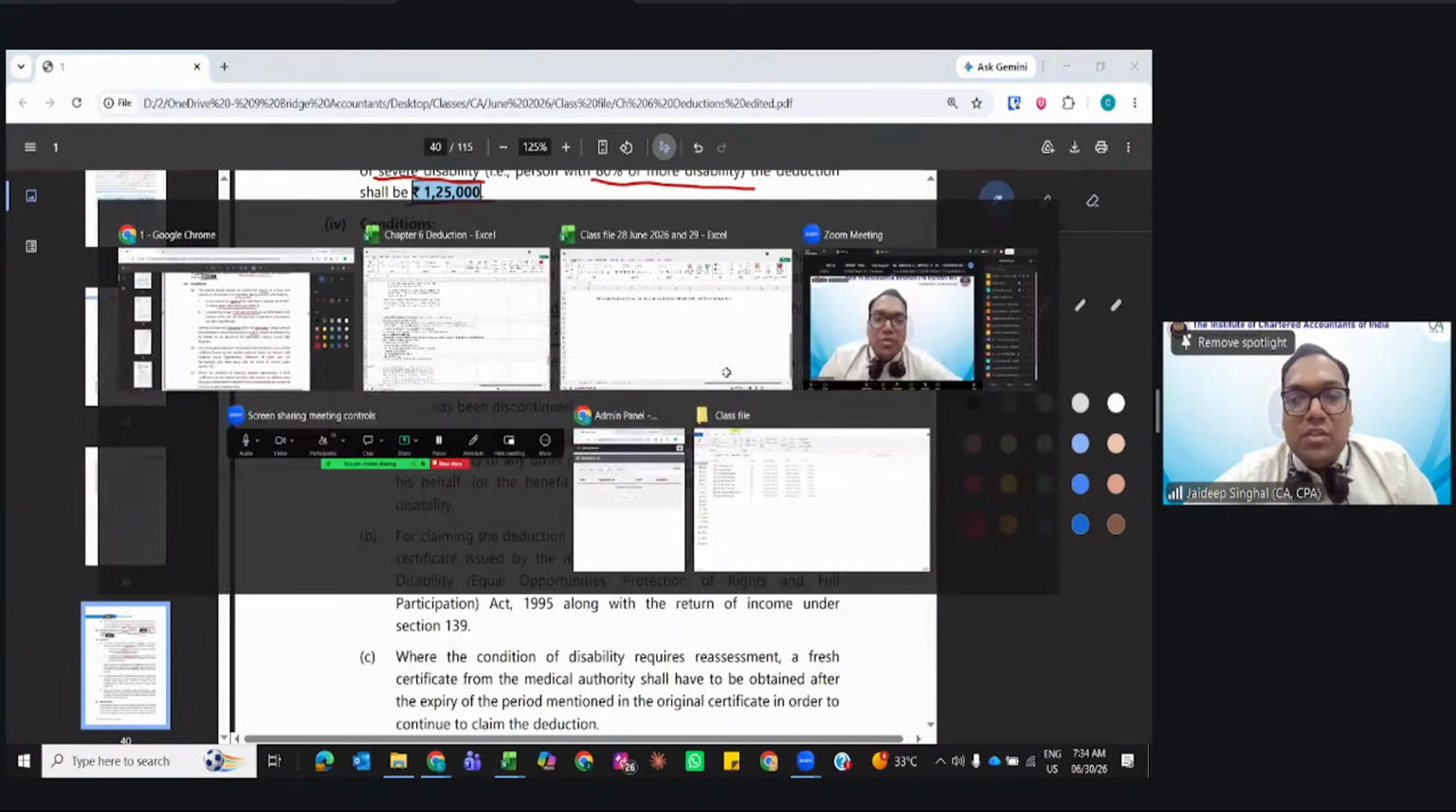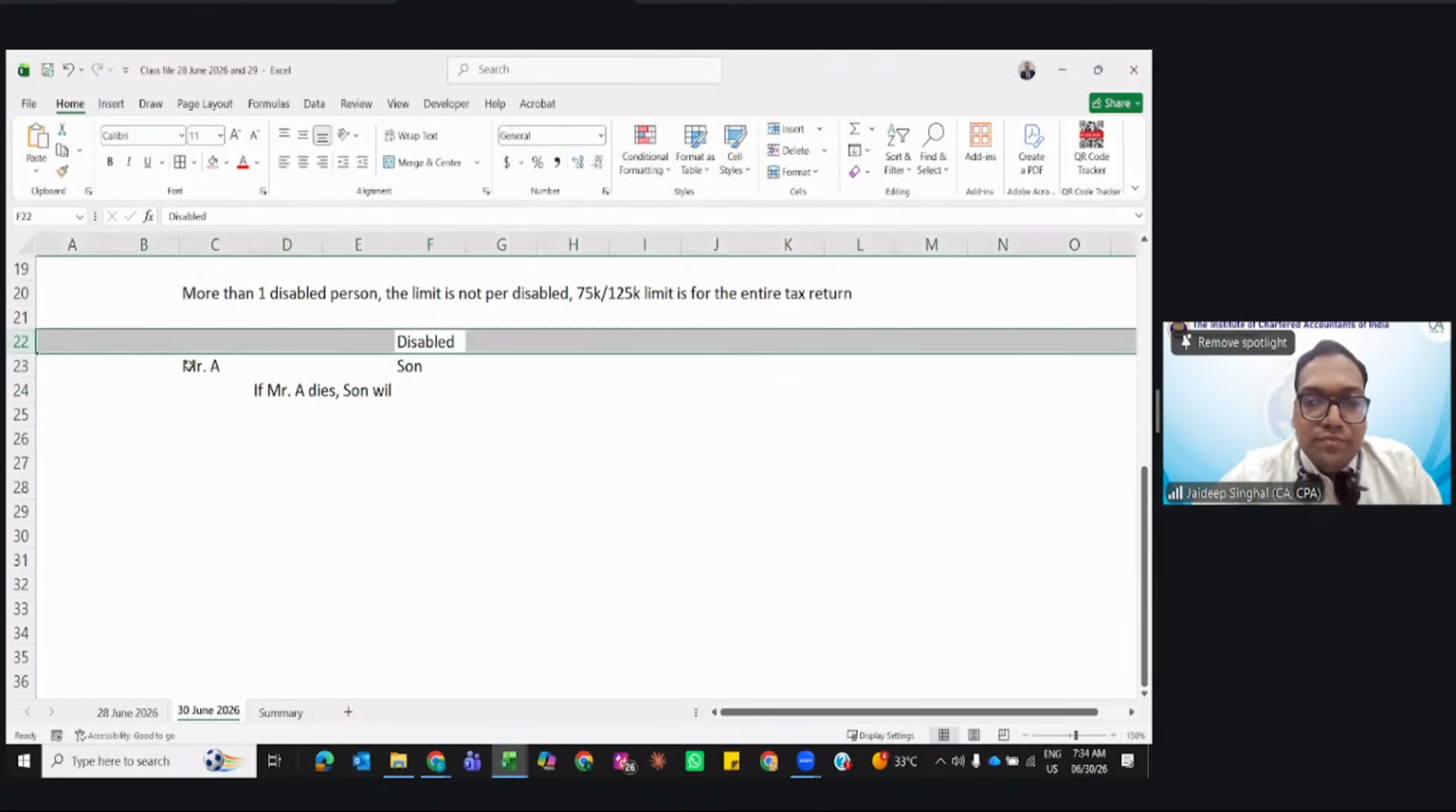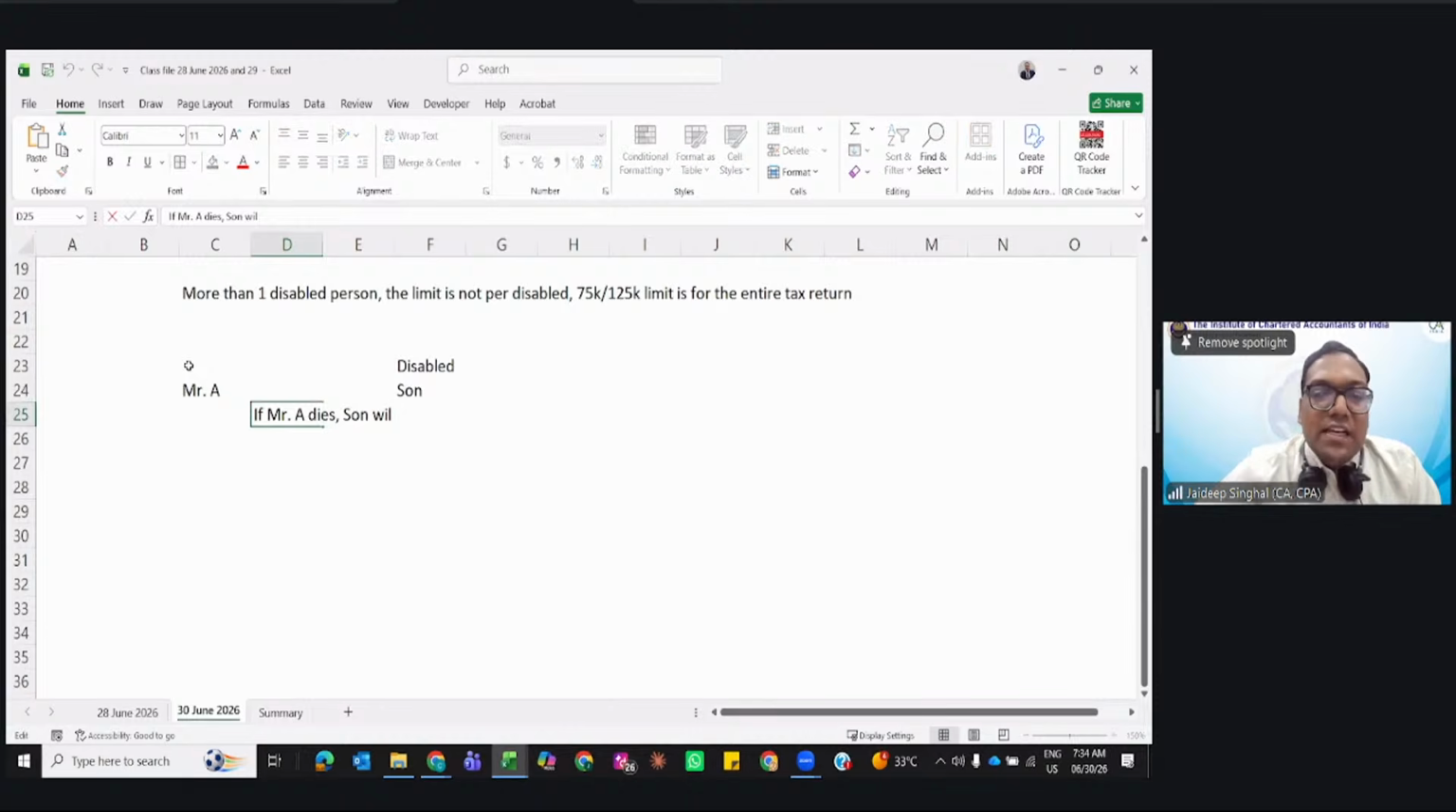Let's suppose Mr. A has taken a policy for his son. If Mr. A dies, who will get the money for this policy? Son will get the money. Son is disabled. If Mr. A dies, son will get the money.